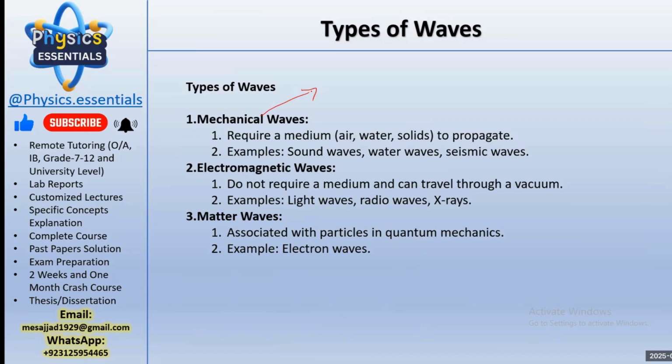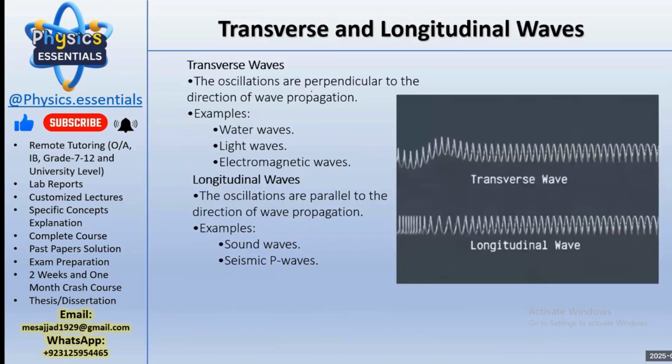So those waves which require a medium to travel are called mechanical waves. Okay, and electromagnetic waves are those waves which require no medium to travel. For example, the sun is creating light and bringing it to Earth through space. Space has no air, nothing, but still the light is traveling through it. It is transferring from the sun to Earth. It means electromagnetic waves do not require any medium to travel.